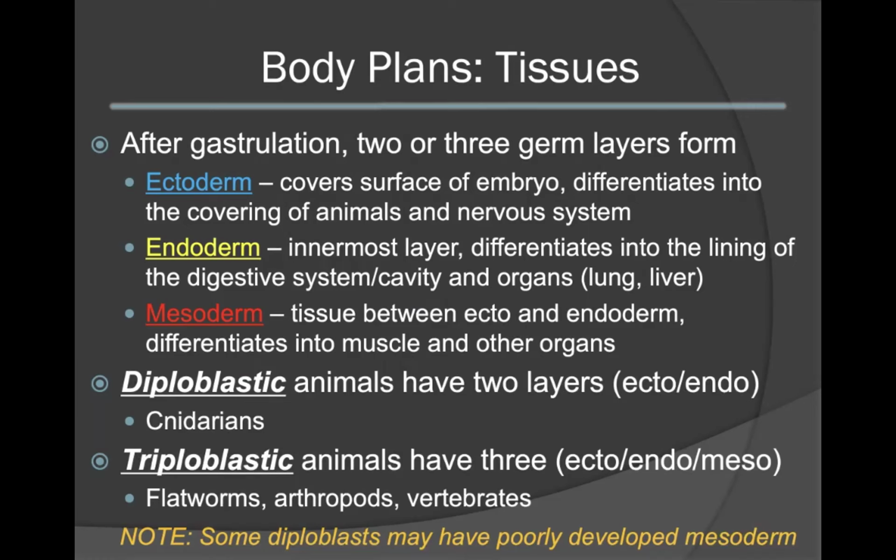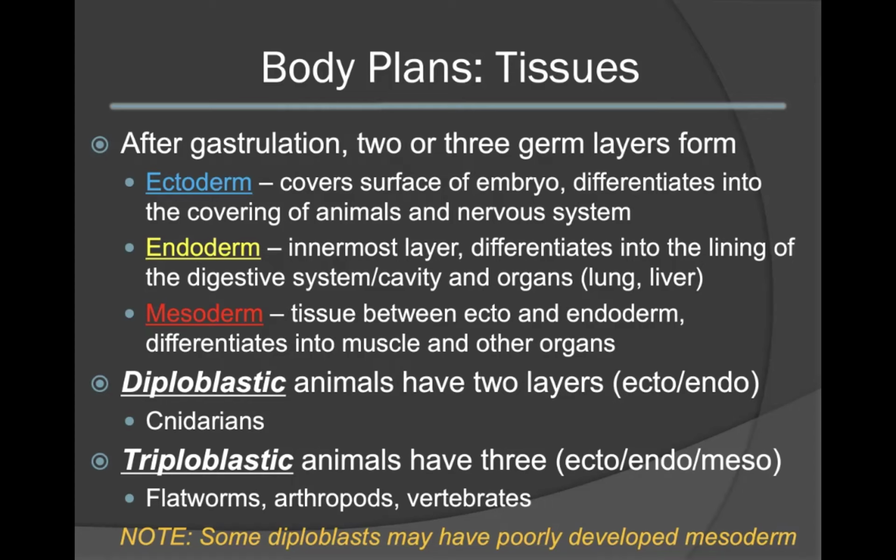The endoderm is considered the innermost layer that will eventually differentiate into the lining of the digestive system cavity, as well as organs such as the lung and liver. The mesoderm is the tissue that lies between the ectoderm and endoderm. This will eventually differentiate into muscle tissue as well as other organs. Animals can be classified depending on how many of these layers develop.